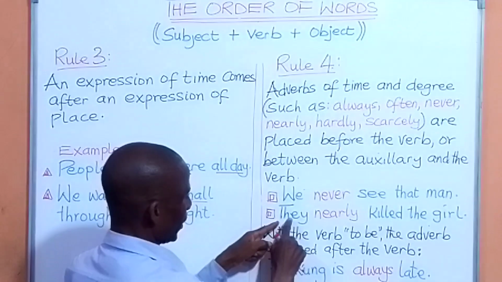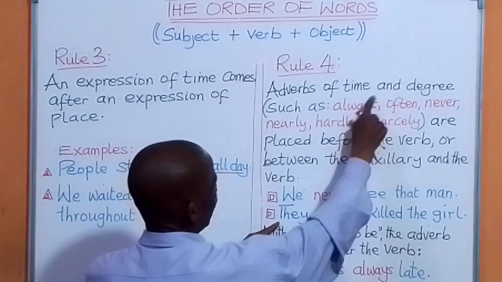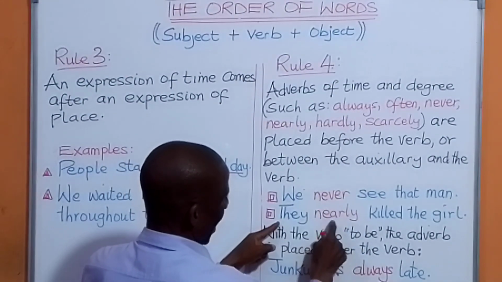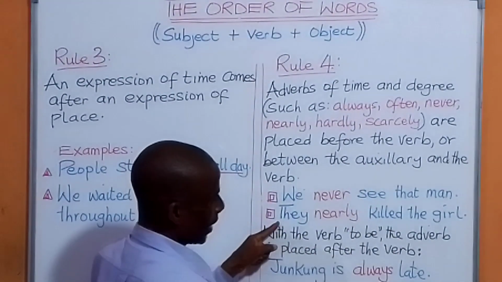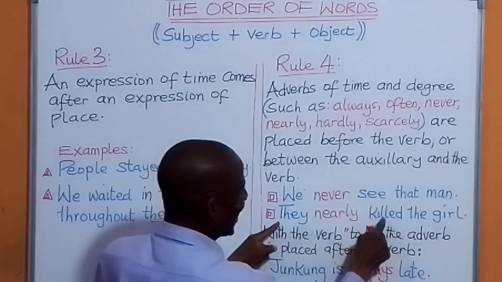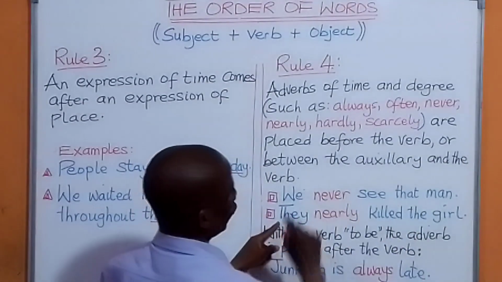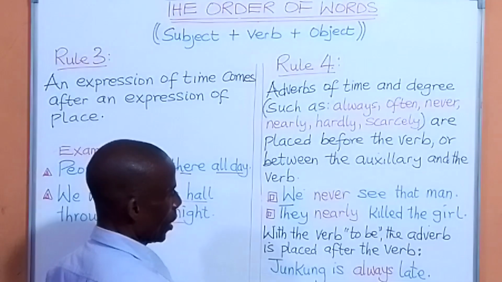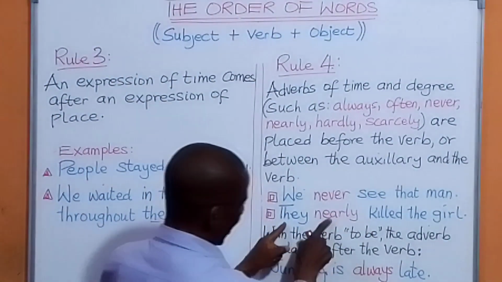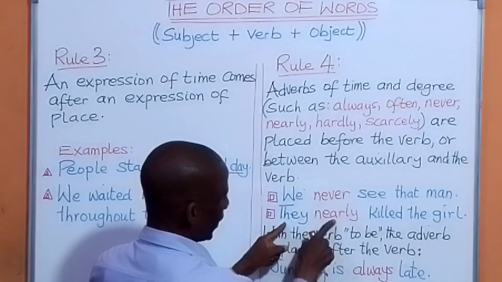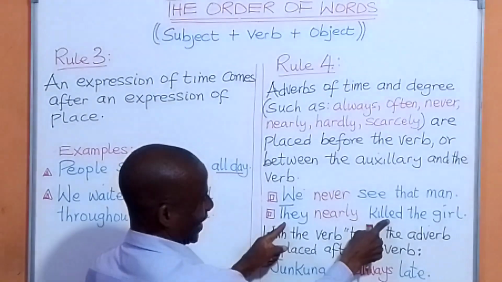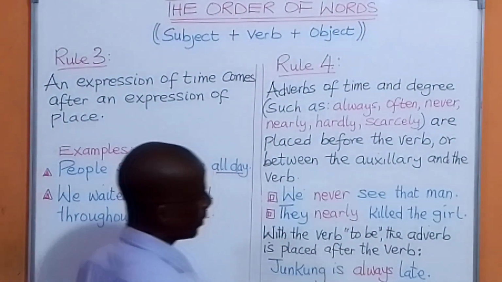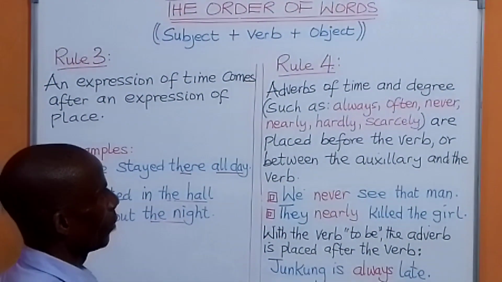Look at another one. The subject, and if you have adverbs, place the adverbs before the verbs. We nearly killed, then you put the object. We nearly killed the girl. Nearly is the adverb. You place the adverb before the verb, killed, and then the object.